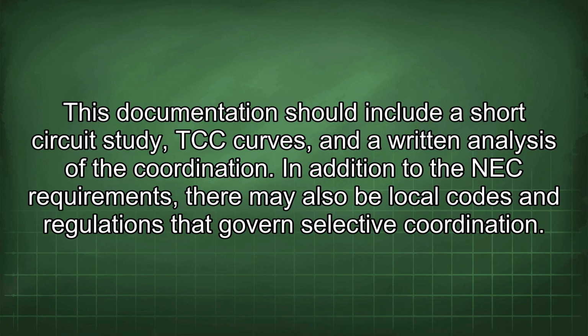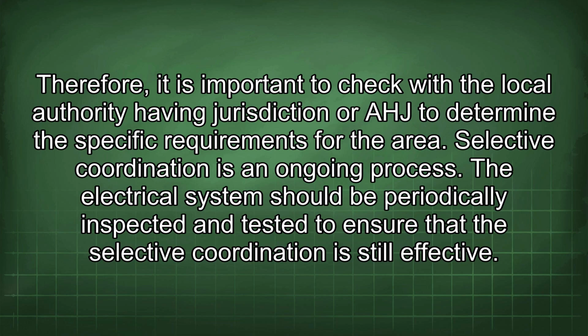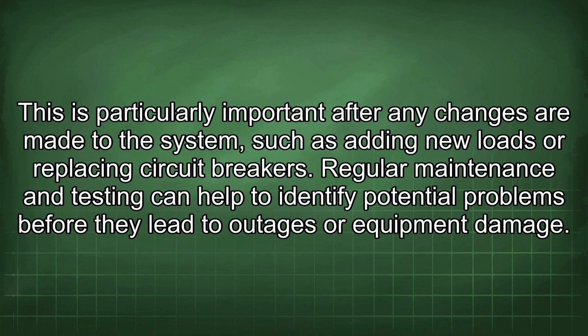In addition to the NEC requirements, there may also be local codes and regulations that govern selective coordination. Therefore, it is important to check with the local authority having jurisdiction, or AHJ, to determine the specific requirements for the area. Selective coordination is an ongoing process. The electrical system should be periodically inspected and tested to ensure that the selective coordination is still effective. This is particularly important after any changes are made to the system, such as adding new loads or replacing circuit breakers. Regular maintenance and testing can help to identify potential problems before they lead to outages or equipment damage.